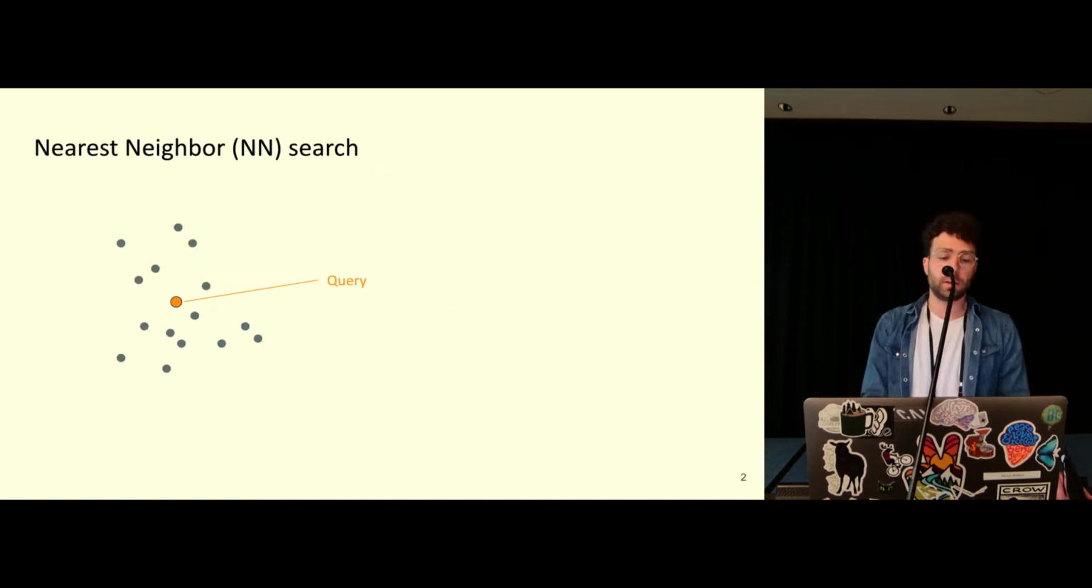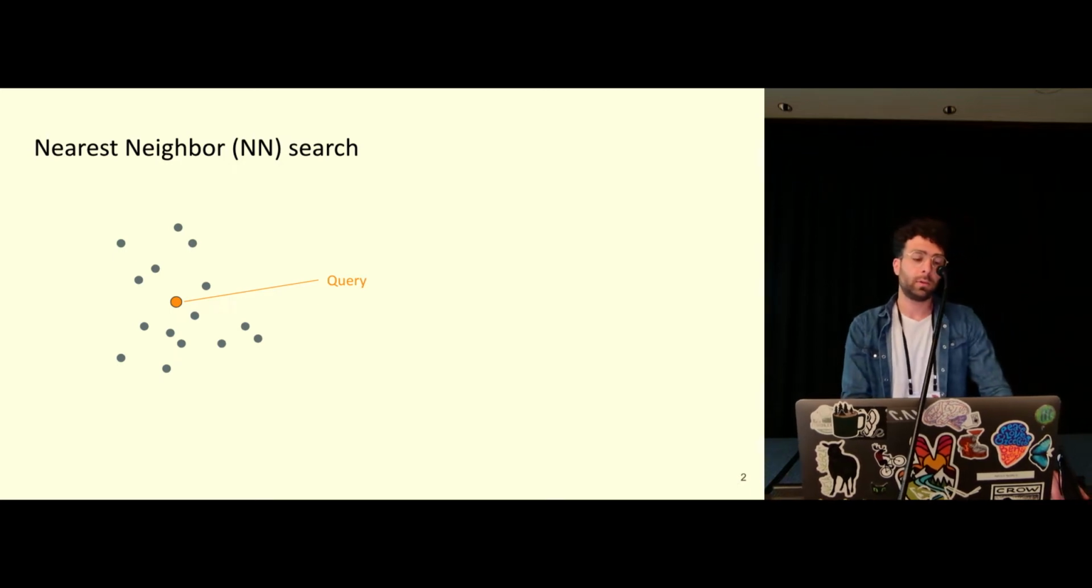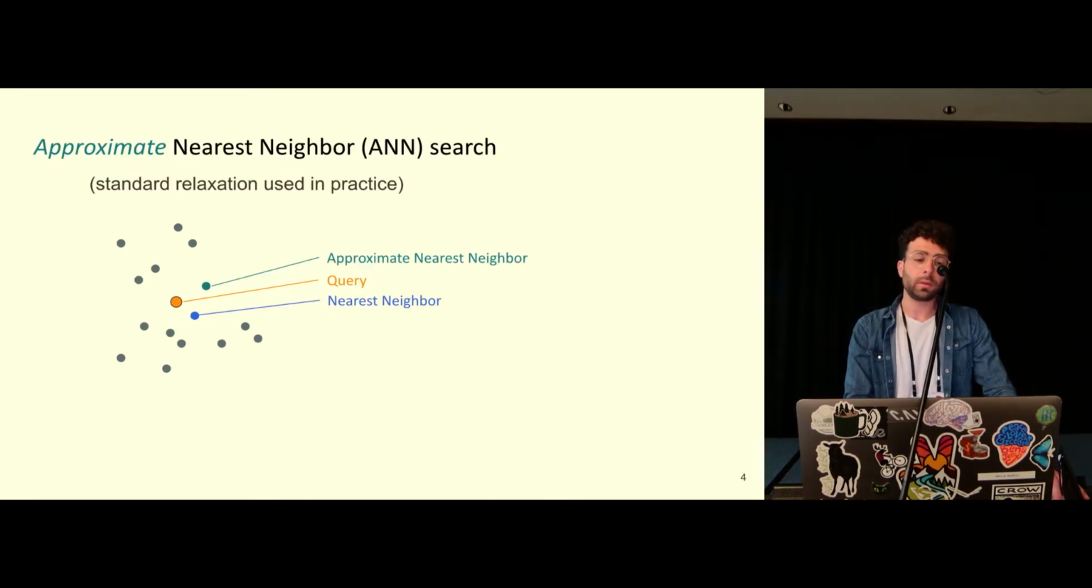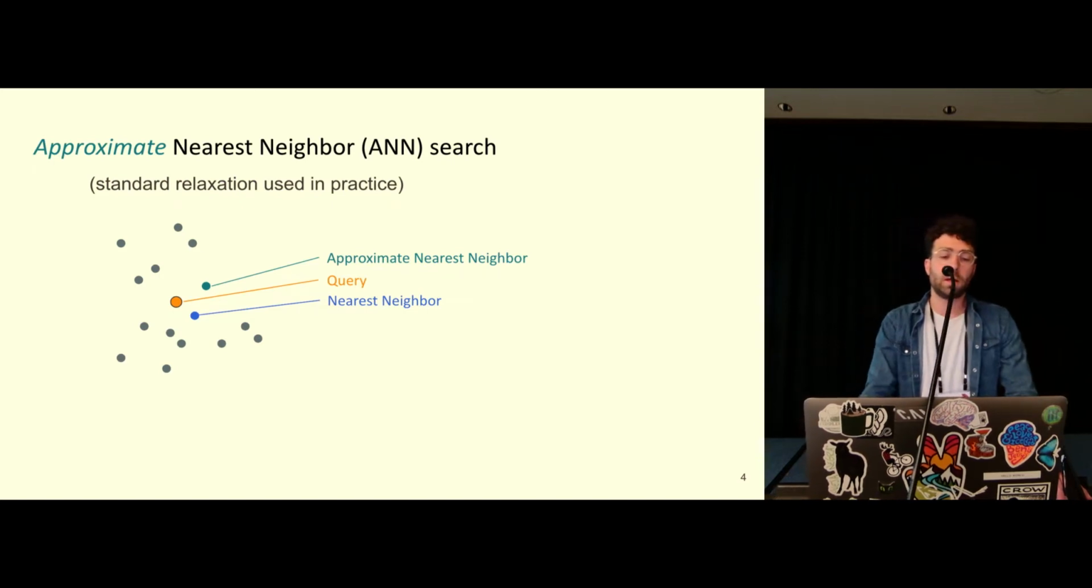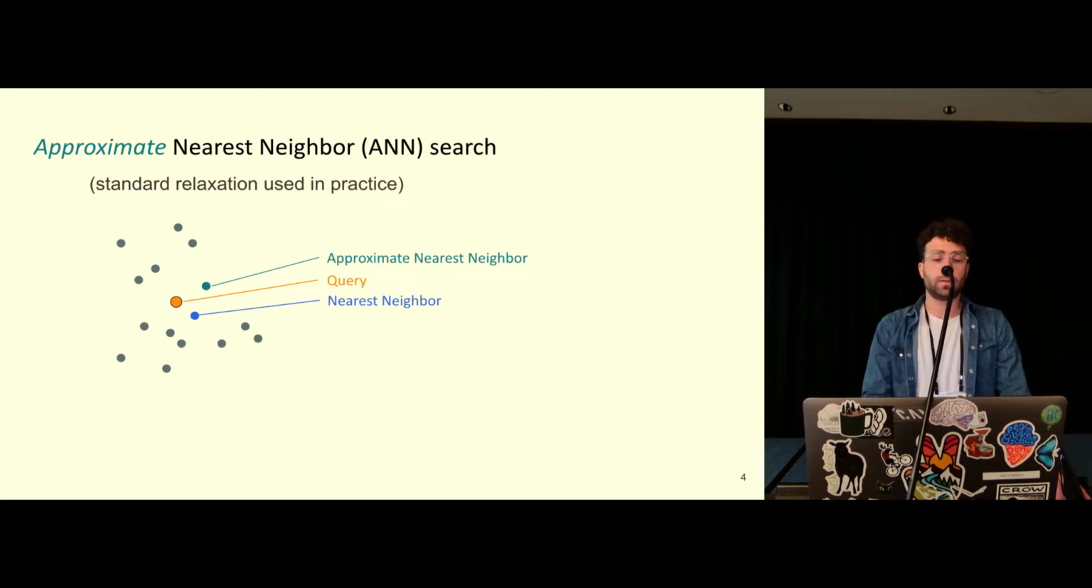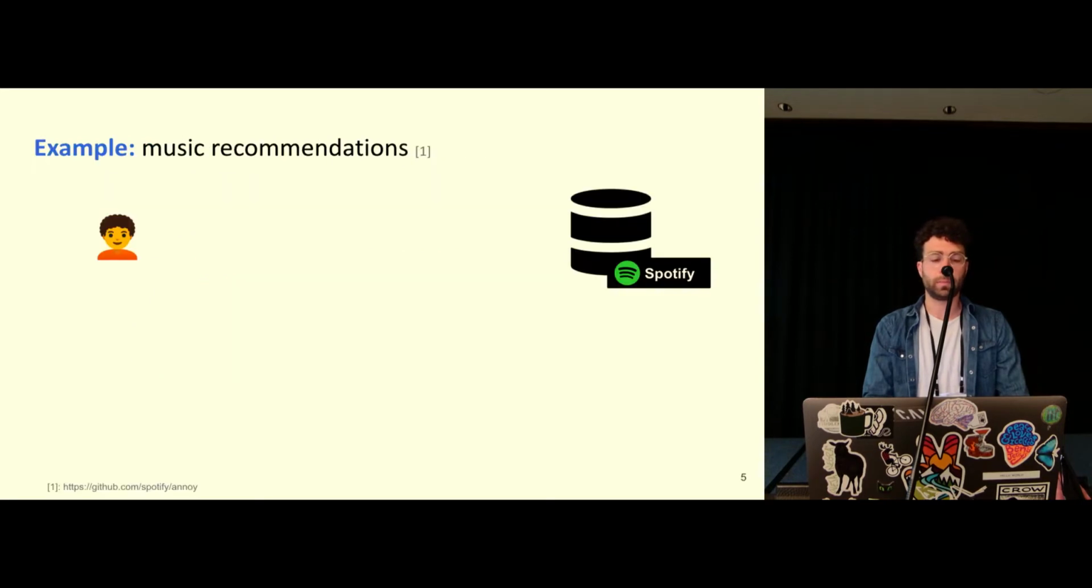So nearest neighbor search is the problem of finding points in high-dimensional space that are not too far away from a query. So in this example, this will be the nearest point to the query. Approximate nearest neighbor search is a standard relaxation used in practice that allows finding a point that is close to the nearest neighbor, but not necessarily the actual nearest neighbor.